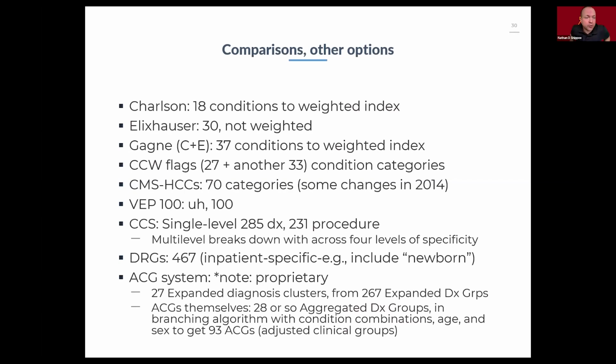Each of these is created for a particular purpose, right? So Charlson was originally created for hospital risk adjustment for risk of death, whereas hierarchical condition categories and DRGs are used by CMS for a different type of risk adjustment. So just keep in mind that all these are created with different purposes. They're going to have different conditions included or not included. They're going to be specific on things that you want, or less specific on things that you want, right?